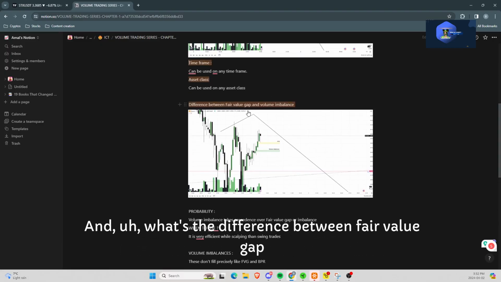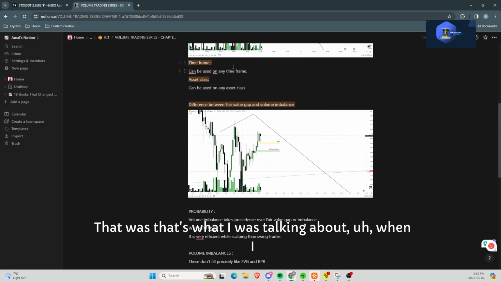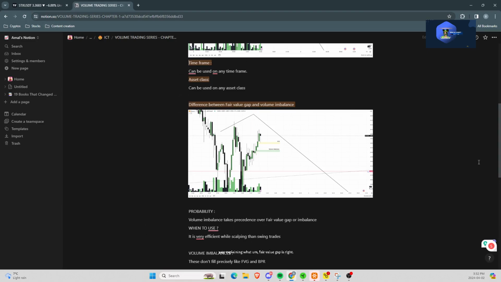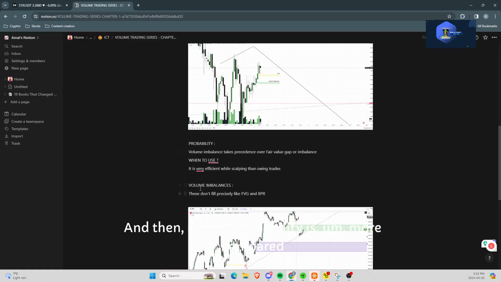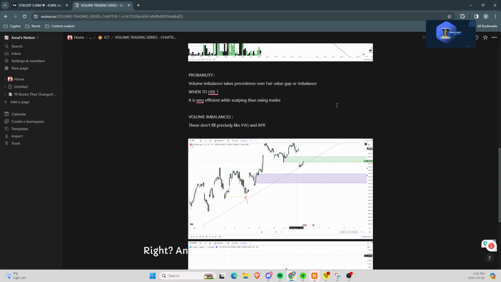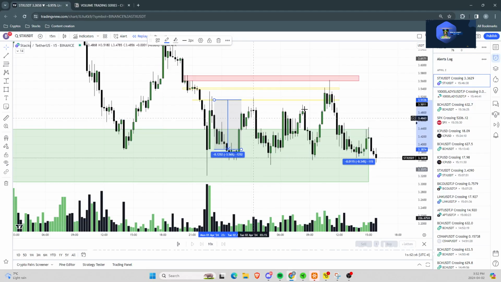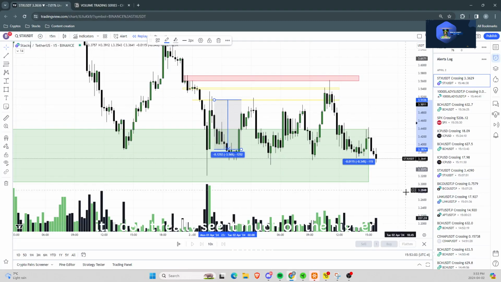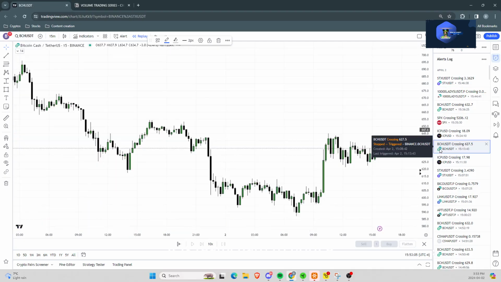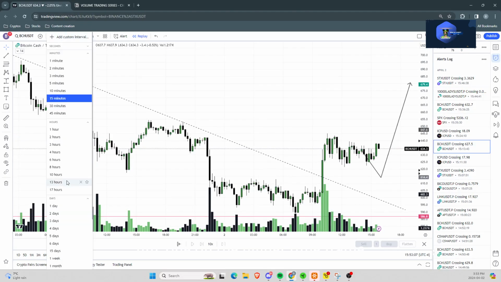And what's the difference between fair value gap and volume imbalance? That's what I was talking about when I was explaining what fair value gap is, right? And then the probability is more compared to fair value gap and less compared to balanced price range, right? And when to use it, I use it mostly for scalping and not on higher time frame. I don't really see it much on the higher time frame. It is really hard to notice one on the higher time frame.